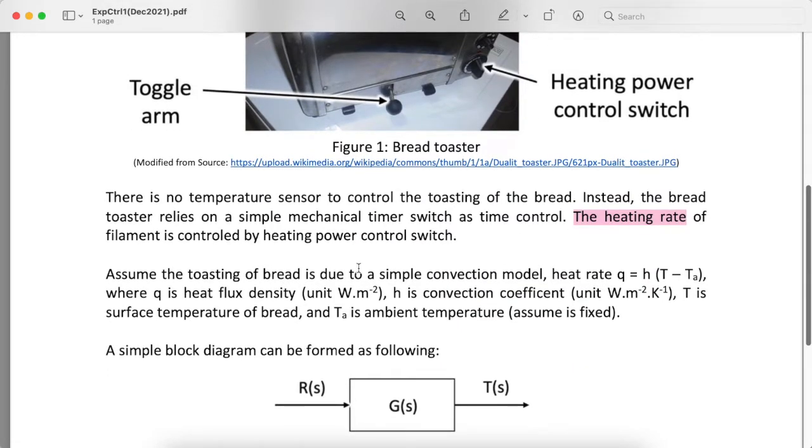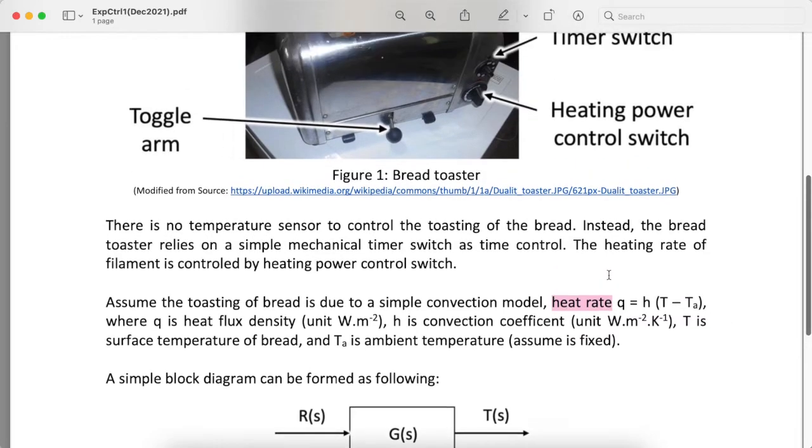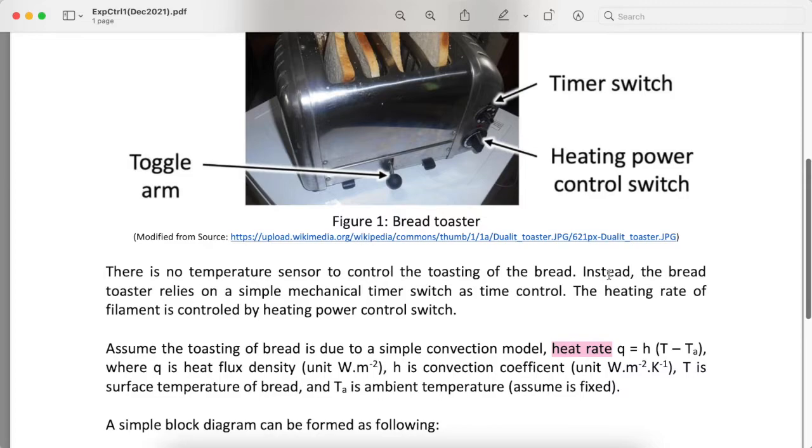So what are the parameters that we have here? We have a Q, and that Q is representing the heat rate of the filament. Here we assume a very simplified heat transfer model, through what we call convection, because the bread surface and the filaments are not touching. They are not touching, so there is no connection, no conduction.